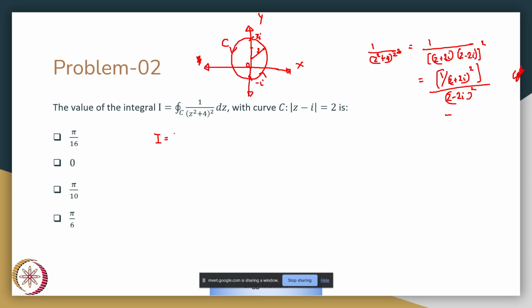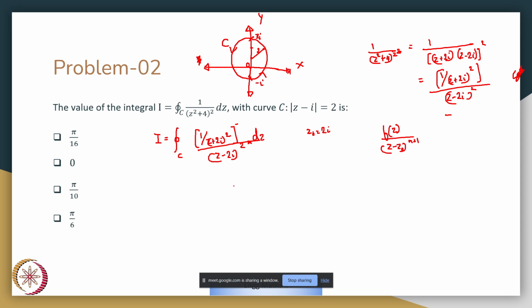If I write now my integral I, it is nothing but integral over the curve C of 1 over (z plus 2i) whole square upon (z minus 2i) whole square dz. You can see that if you take z naught equal to 2i, this essentially lies inside the curve C, and this represents the form f of z upon (z minus z naught) raised to n plus 1.